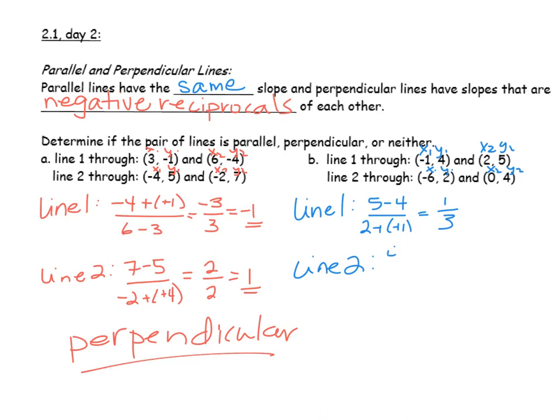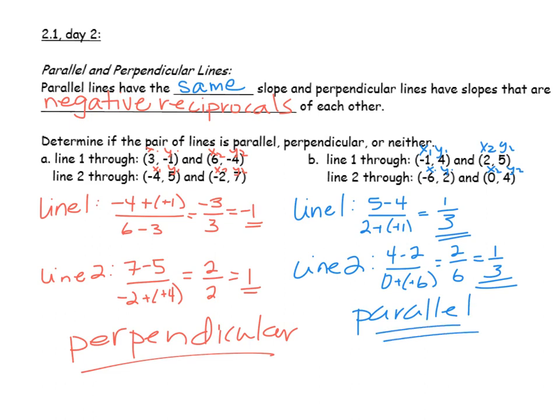y2 minus y1 is 4 minus 2. x2 minus x1 is 0 minus negative 6. 4 minus 2 is 2. 0 minus negative 6 is positive 6. And that reduces to 1/3. The slopes are the same, meaning these two lines are parallel. Now, if you have an example where it doesn't match one of these, you would just say it's neither.